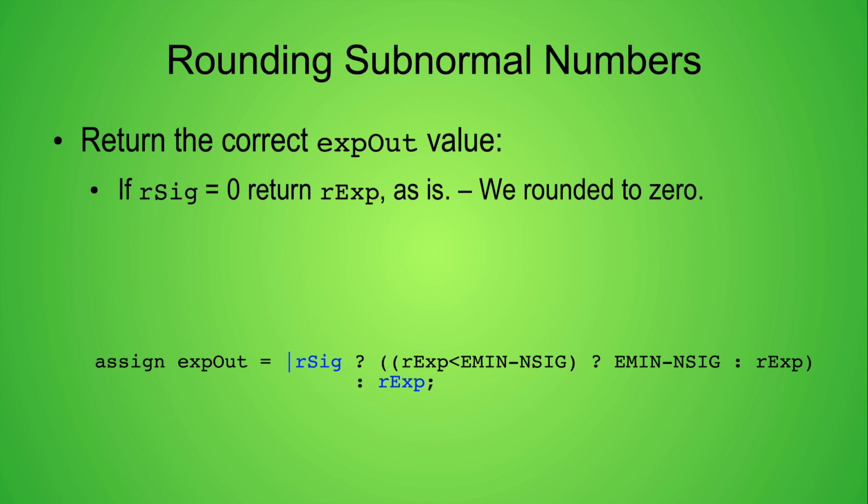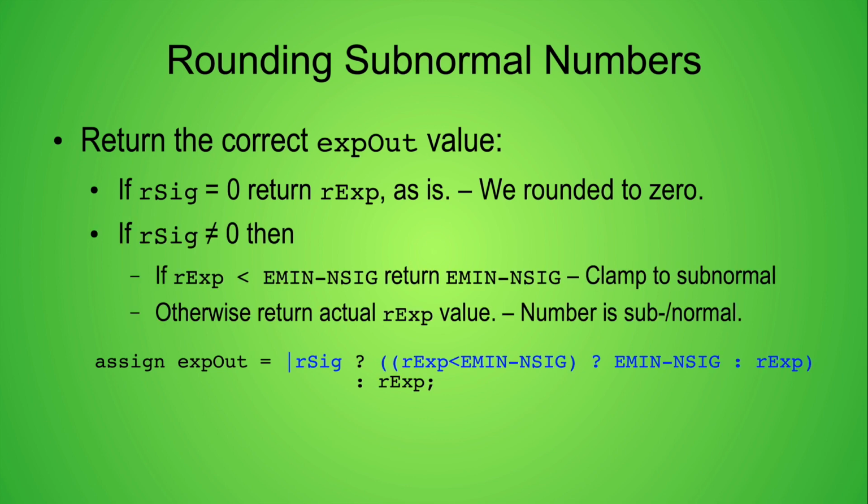If rsig, the rounded significand, is 0, then we rounded to 0. If rsig is not equal to 0, this logic clamps the output exponent value so it can't be any smaller than emin minus nsig. This behavior is different from how I handled multiplication earlier. I will go into the details of why and how I changed this logic in the FPU module in the next video.